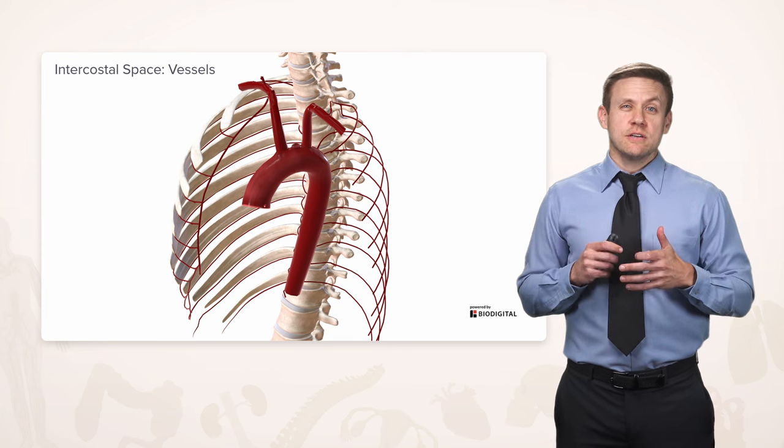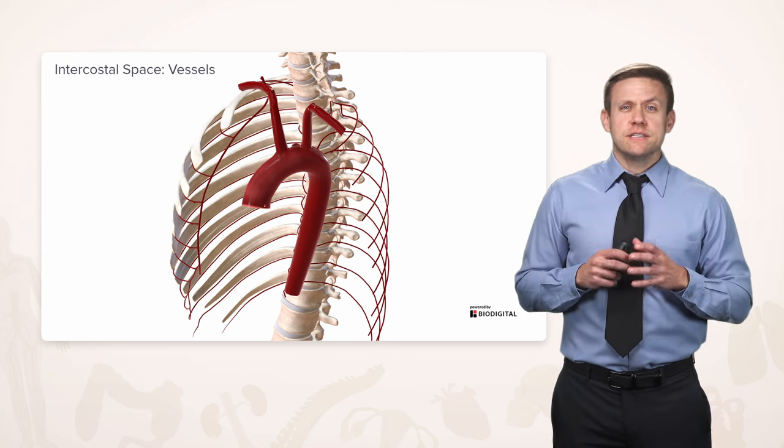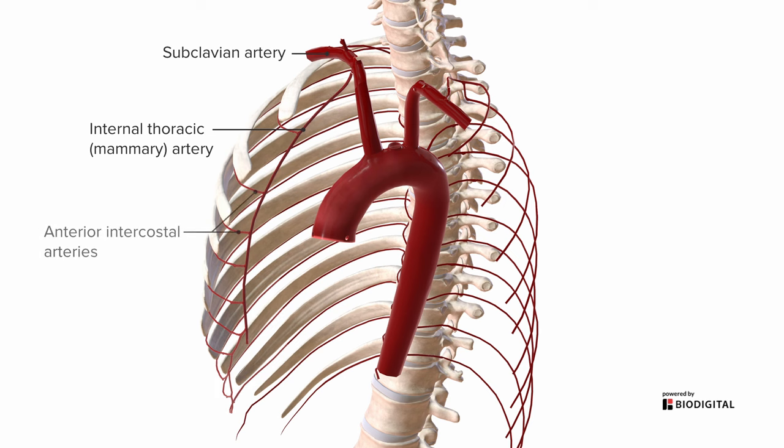So that's a good start to talking about the vasculature, but there's a little bit more to the story. So let's zoom out a little bit so we could see a fuller picture. So we have the subclavian artery, as we mentioned, giving rise to the internal thoracic or internal mammary artery. And that's where we're going to get those anterior branches of the intercostal arteries. But turns out they're going to anastomose with some coming from posterior.